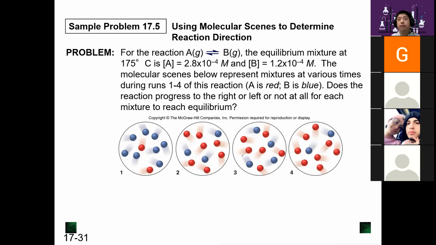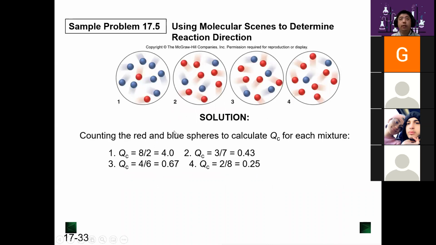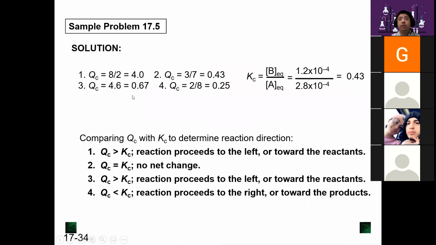Okay, by now you should have all 4 of these listed down in terms of their Q values. So let's take a look. We found that their K value is 0.43. We see that each one of these are our Q values here. Now, knowing that fact, let's put these together.